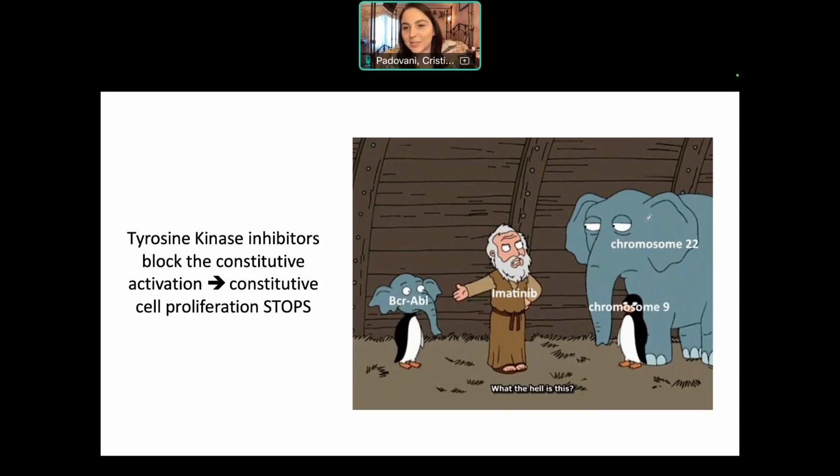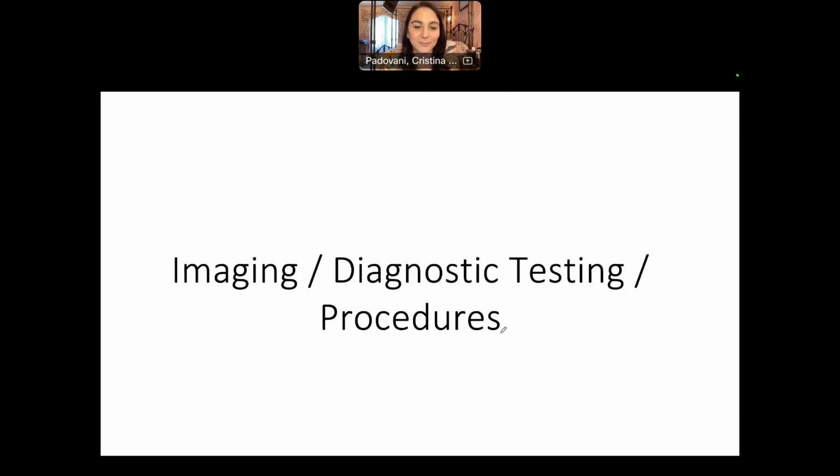So here's a meme. Here's an elephant. Here's chromosome 22. Here's chromosome 9 with the penguin. And then here's BCR-ABL. And here's imatinib, which is going to be your tyrosine kinase inhibitor, right? Your BCR-ABL, specifically for the Philadelphia chromosome, which is what this is. So memes are great. Okay, I think we're approaching the end.